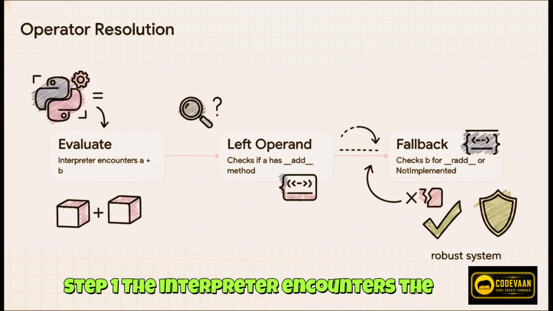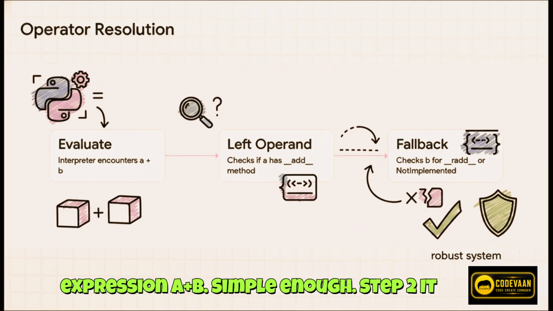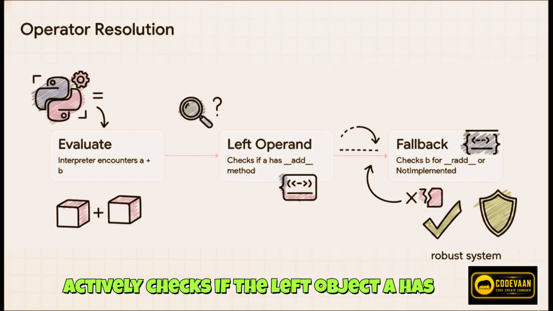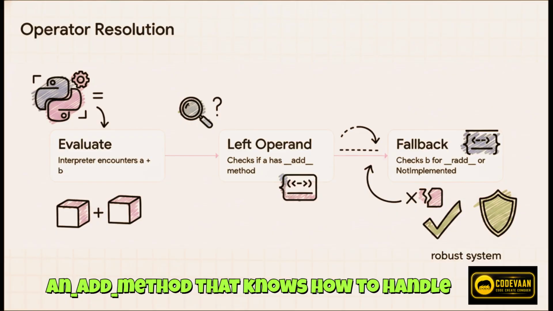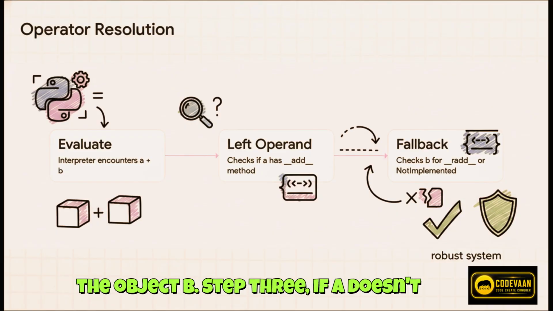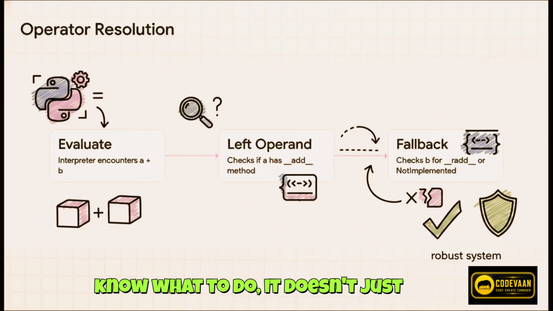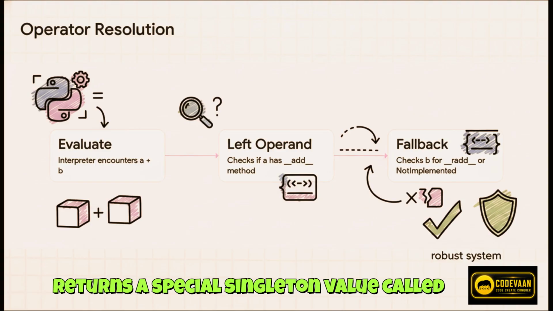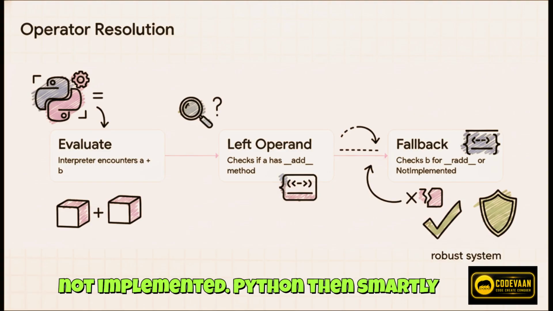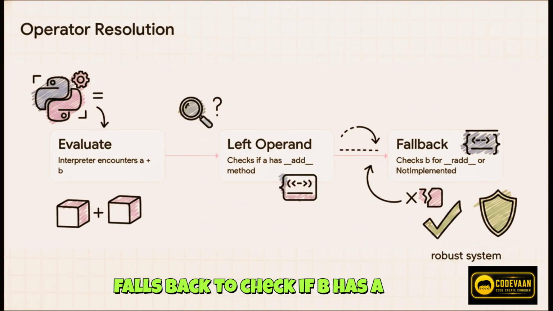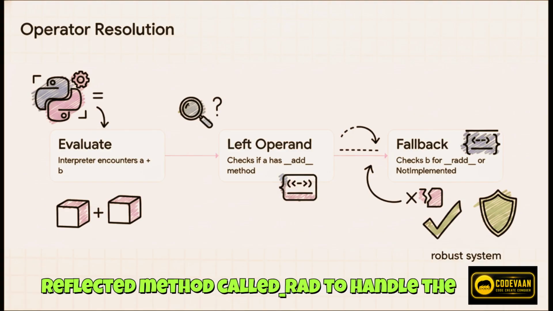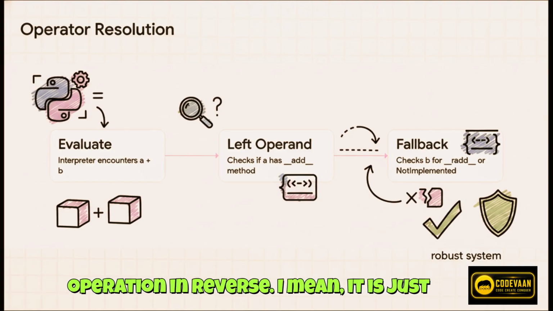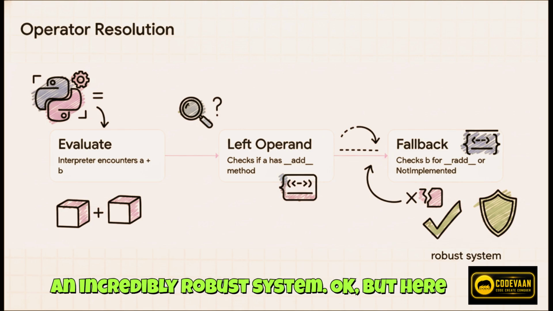Step 1, the interpreter encounters the expression a plus b. Simple enough. Step 2, it actively checks if the left object, a, has an __add__ method that knows how to handle the object b. Step 3, if a doesn't know what to do, it doesn't just instantly crash your program. Instead, it returns a special singleton value called NotImplemented. Python then smartly falls back to check if b has a reflected method called __radd__ to handle the operation in reverse. I mean, it is just an incredibly robust system.